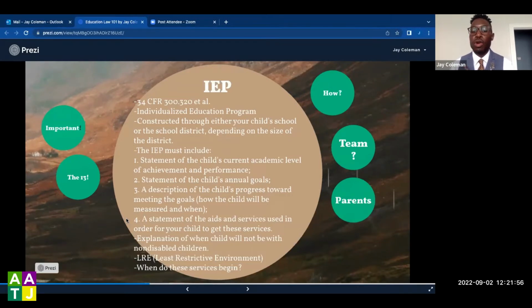Also, we need to know, when do these services begin? A date needs to be put on there pretty much. Are we saying that the services begin next month? Are we saying they begin today? We need to know. So that needs to be on the IEP.